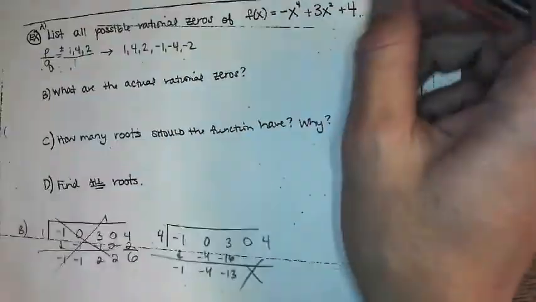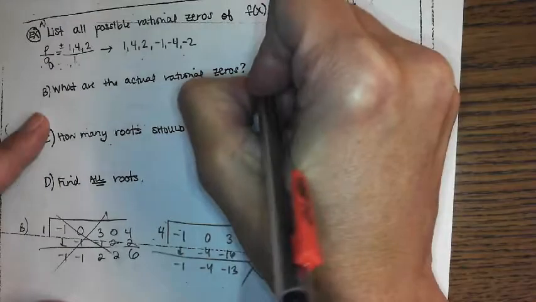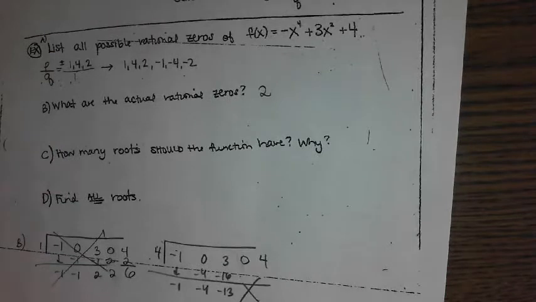So now here's what we're going to do. We know 2 is a rational 0. That's one of them of potentially how many?